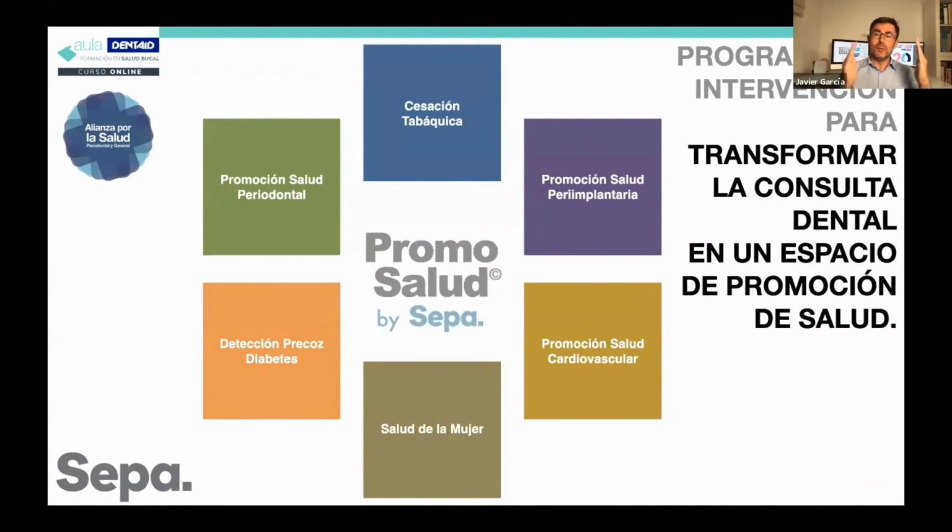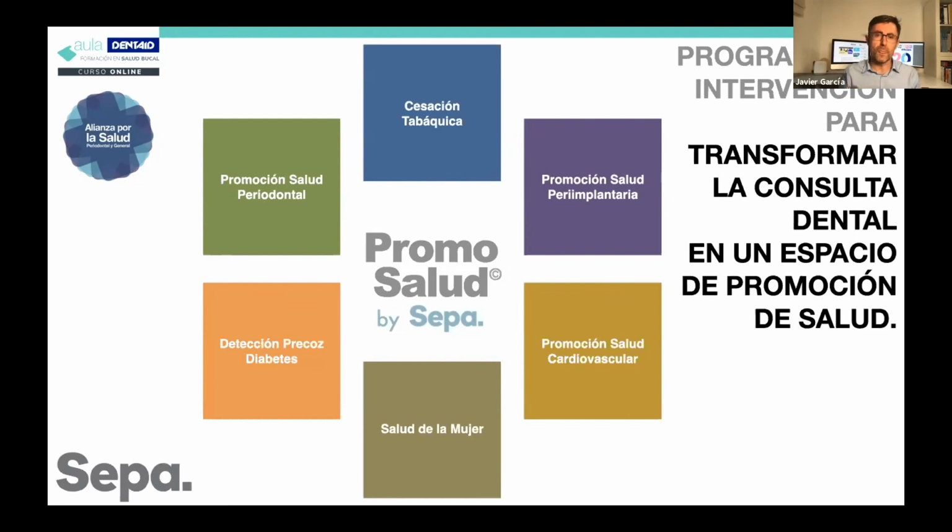It's a protocol which wants to combine, of course, promotion of periodontal health, peri-implant health, and oral health in general, together with smoking cessation programs and the early detection of diabetes, since they can affect and modify the periodontal diseases, as we have seen with the new evidence and the new classification of periodontal and peri-implant diseases.